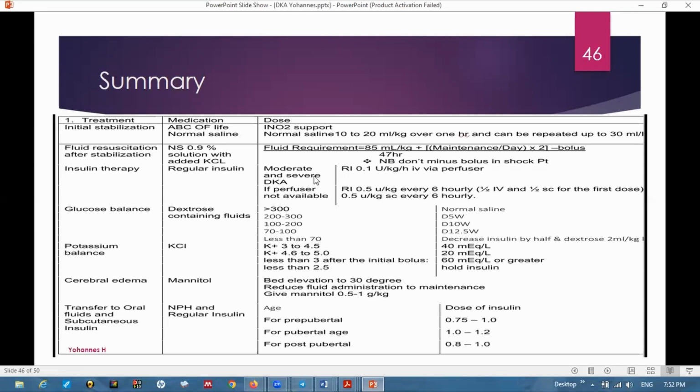After that, we will start insulin. If a perfusor is available, it can be given via infusion, 0.1 unit per kg per hour.